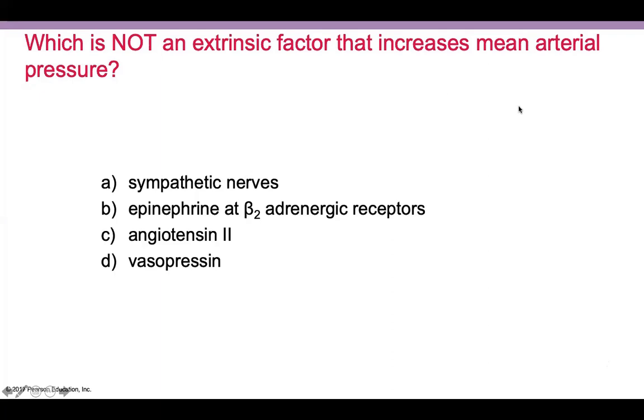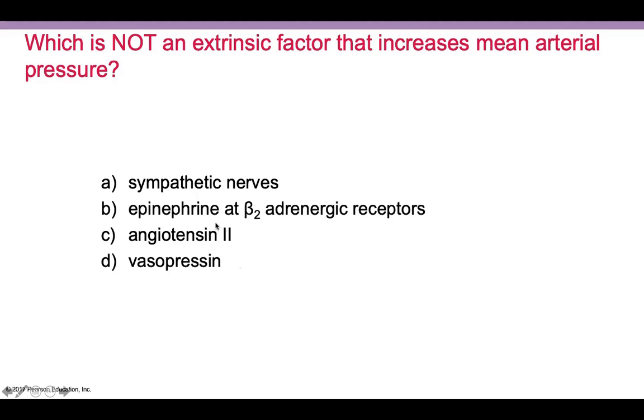Okay, a lot of response for A. So which is not an extrinsic factor that increases mean arterial pressure? A lot of you selected A. A is an extrinsic factor. It is also going to increase mean arterial pressure. So both of those conditions are satisfied with A. So A is not correct. Let's see the other responses. The other responses will split here. So the answer is actually B. And let's talk about why it's B.